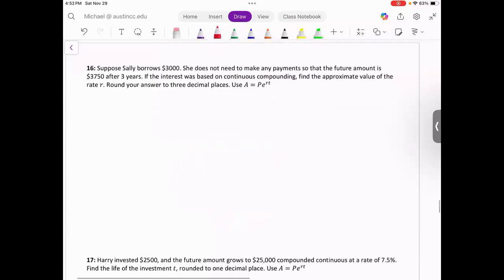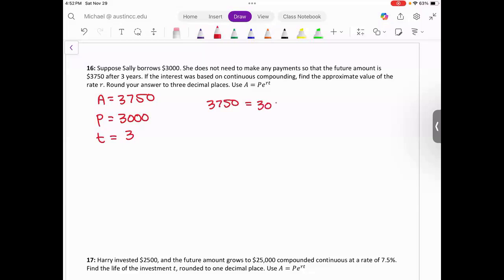Suppose Sally borrows $3,000. She does not need to make any payments, so the future amount is $3,750 after 3 years. If the interest is based on continuous compounding, find the approximate value of the rate R. Okay, so we know that she's going to end with 3,750. We know she started with 3,000, and we know it was in the account for 3 years. So here we know everything but R. So let's plug in what we know and solve for R. So we have 3750 equals 3000 e to the 3r.